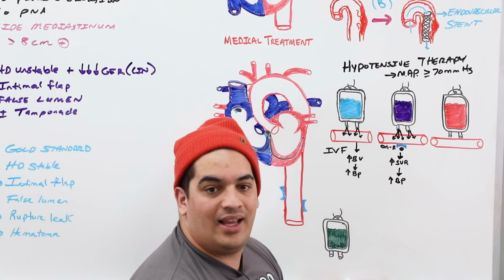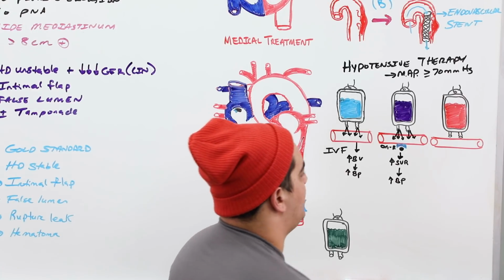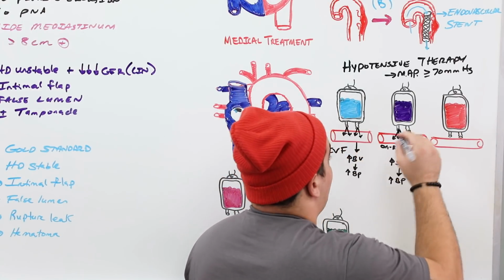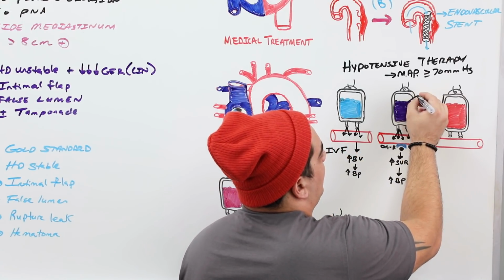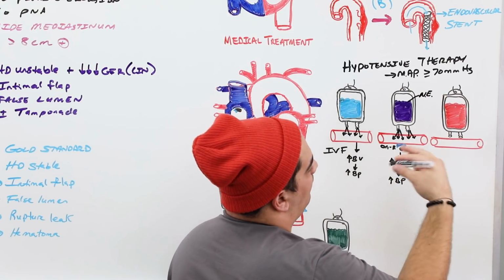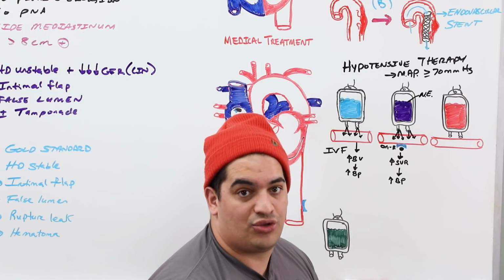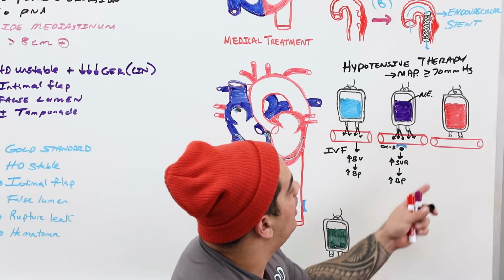What would be drugs like this? You can give vasopressors, and there's so many different options here, but vasopressors that you could be giving are something like norepinephrine, which is one option. Another one is you can give another drug called phenylephrine. Phenylephrine is a pure alpha-1 vasoconstrictor as well, okay?